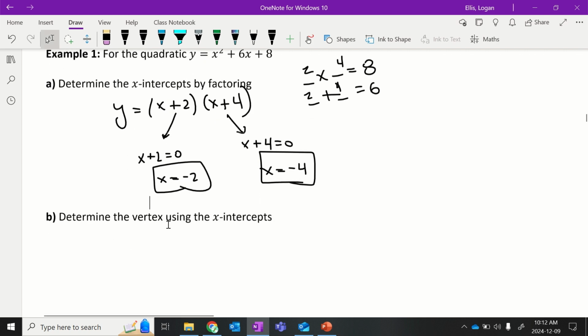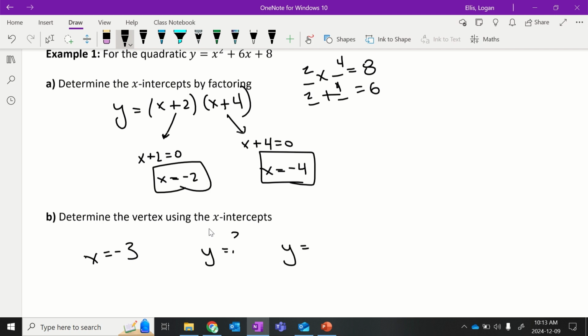So basically, let's look at the vertex here, right? We know that the vertex is between these two x-intercepts. So you go negative 2 plus negative 4 divided by 2, or you just know it's between the two of them, right? So that's got to be negative 3. And then you just put negative 3 into the equation, right? So what is the y of the vertex? You just put it in.